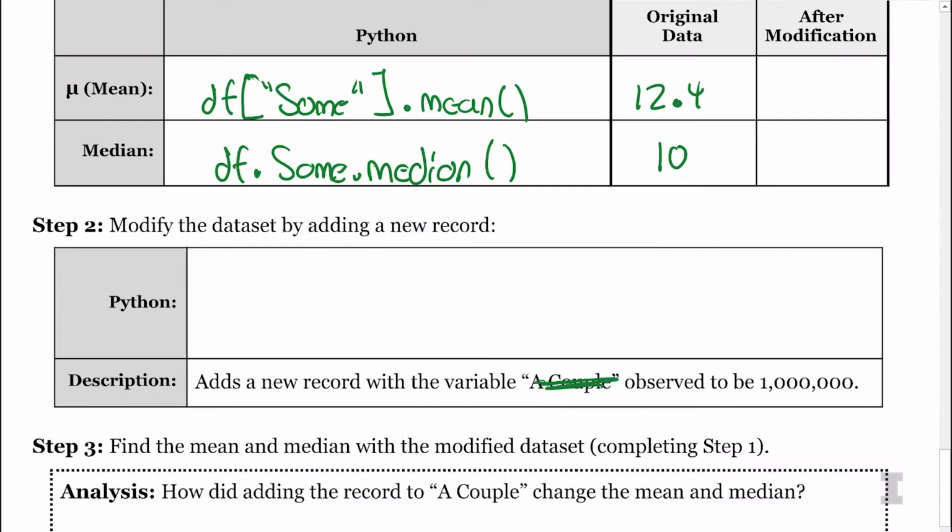So we want to modify the data set to add a new record. The description says add a new record with sum. We'll change this to sum since we're working with sum. This could be any variable in the data set, where it's observed to be 1 million. This is going to be a little bit of a crazy notation because we're actually inserting data inside of Python, which is something we're going to either create all the data in Python or none of the data in Python. So we're going to just append to the end of this.